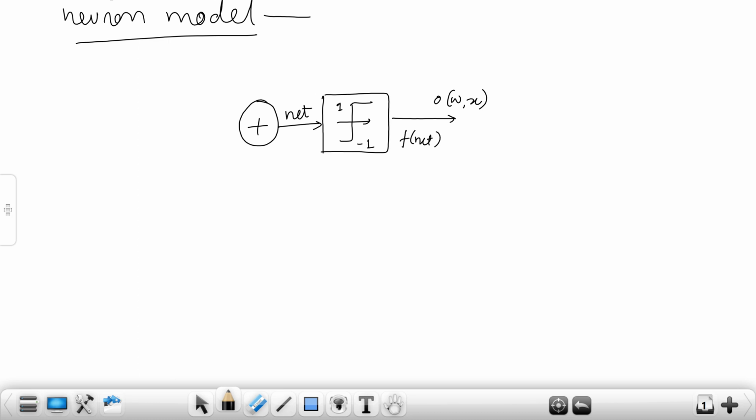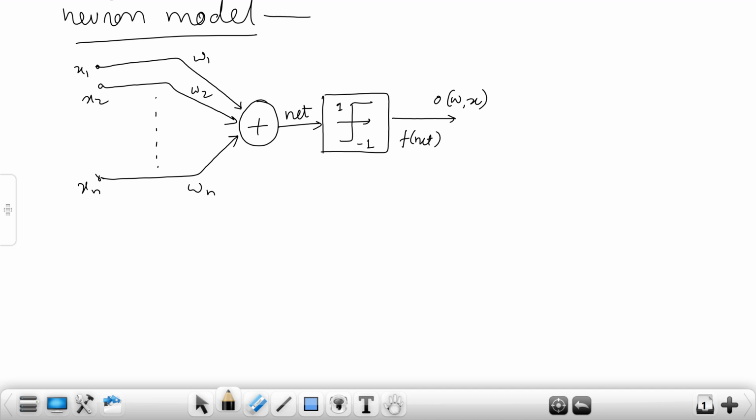I'm just drawing a block diagram which shows how we practically denote this in an artificial neural model. These are inputs x1, x2 till xn, and then obviously there are weights w1, w2 going up till wn. This is your summing node. Now what is this? This is nothing but the binary perceptron.